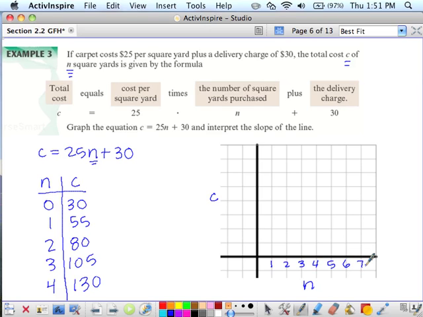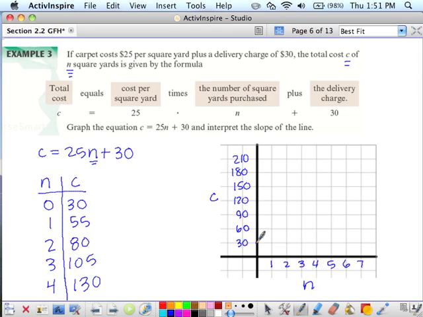Now we need to decide a scale for the y's, and you don't have to have the same scale on the x and the y axis, independent versus dependent. So the cost here is ranging from 30 to 130. So we just need to decide what we want to count by. How about we just count by 30 and start from there? If we do, this is 30, 60, 90, 120, 150, 180, and $210.